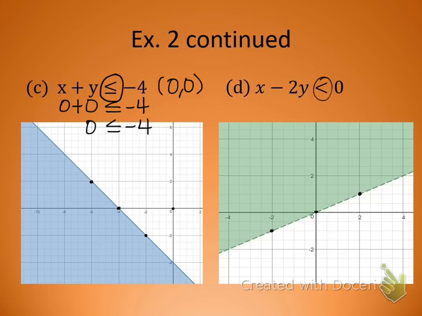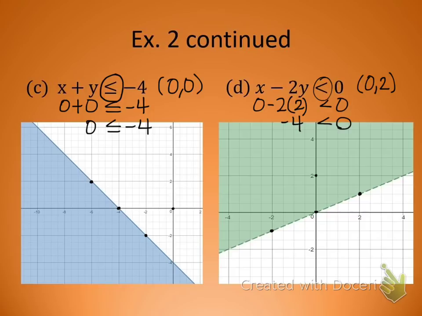And when they tested, well, you can't test (0, 0) on this one because the line goes through (0, 0). So let's say we test (2, 0). Actually, that would be (0, 2). We've got x is 0 minus 2 times y, which was 2, is less than 0. That is -4 is less than 0. Is that a true statement? Absolutely. So notice that is why they shaded on top of.